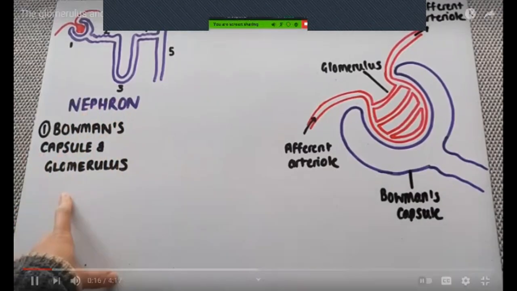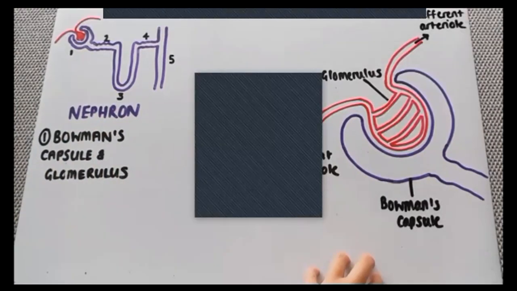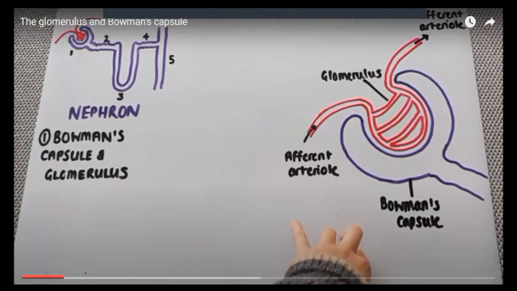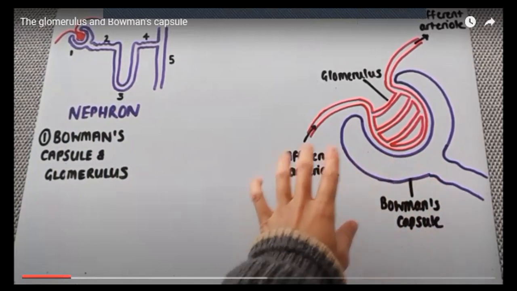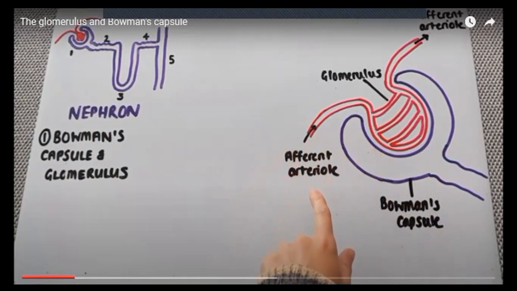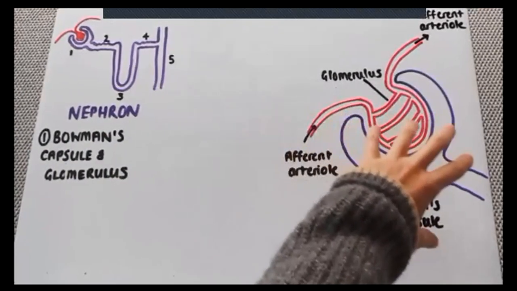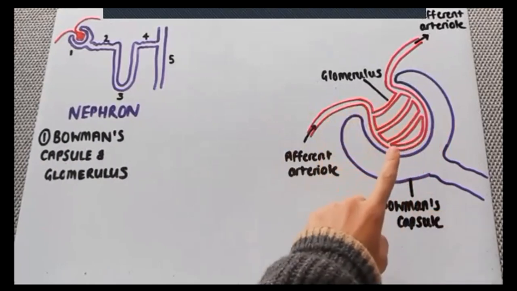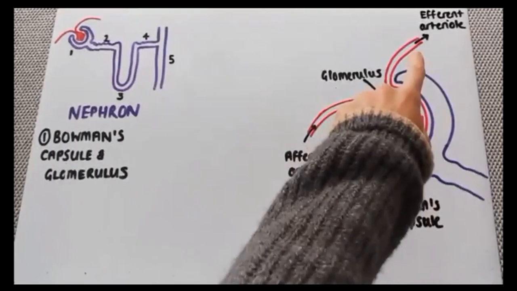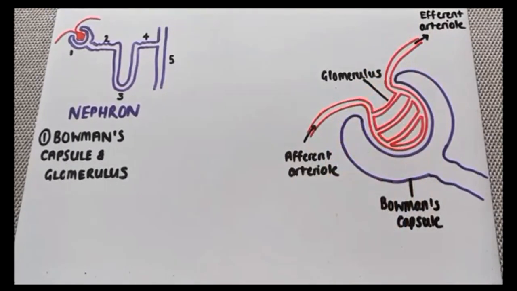So number 1 is the Bowman's capsule and the glomerulus, which I've drawn in more detail over here and labelled as we have done in our diagram before. So we've got the purple section, which is the Bowman's capsule of the nephron, and then our blood vessels, the afferent arteriole, A meaning arriving, going in, forming a capillary network called the glomerulus, which is inside of the Bowman's capsule, and then it leaves out of the efferent arteriole, so E meaning exiting.